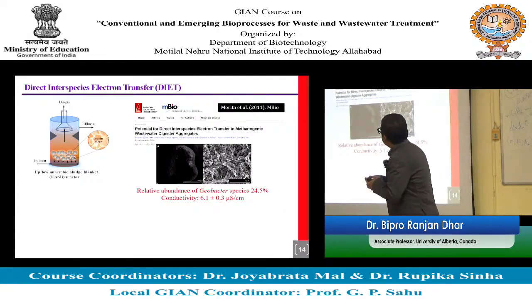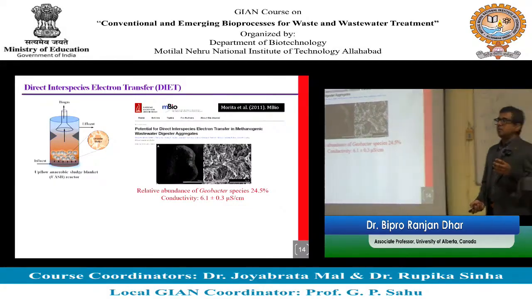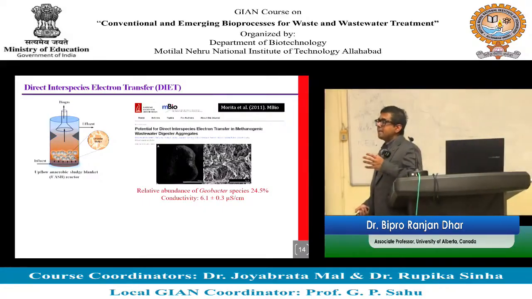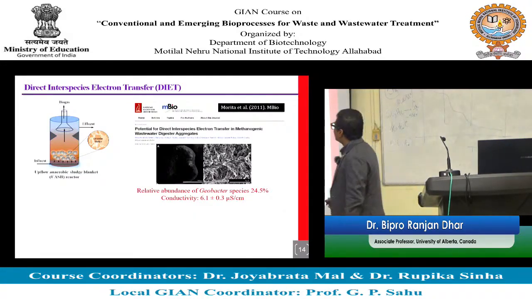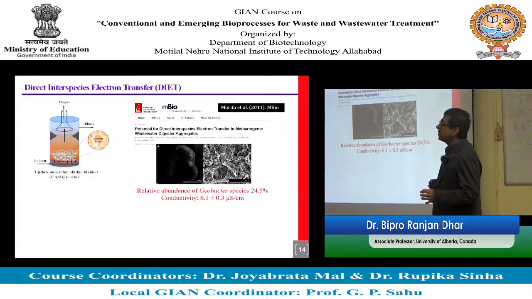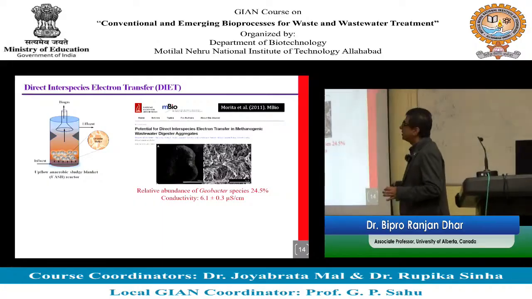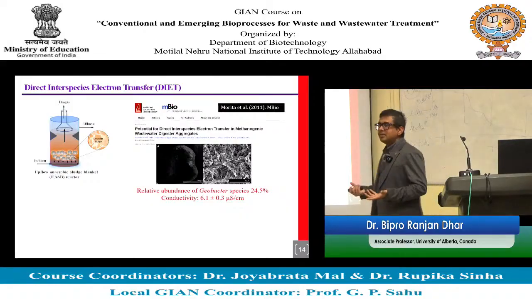That research group collected some sludge granules from brewery wastewater and did microbial analysis. Interestingly, they found Geobacter species in this microbial community. The relative abundance of Geobacter was really high, 24.5%. And why was that interesting to them?